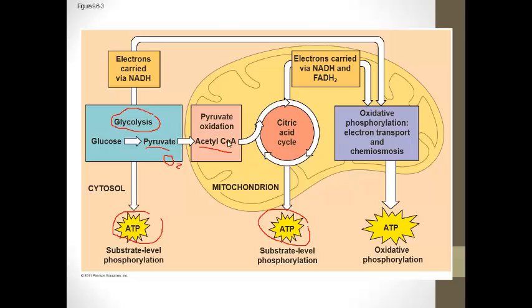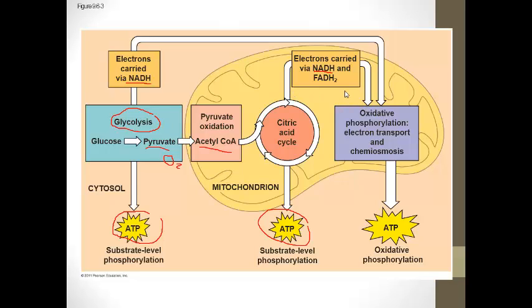The goal of these three steps here is not to make ATP. The goal of these three steps is to oxidize glucose, to remove the electrons and transfer those electrons to NAD+ to make NADH. Remember, NADH is an important electron carrier. It's carrying the electrons that came out of glucose. The goal of these three steps is to build up the amount of electron carriers, the amount of NADH.